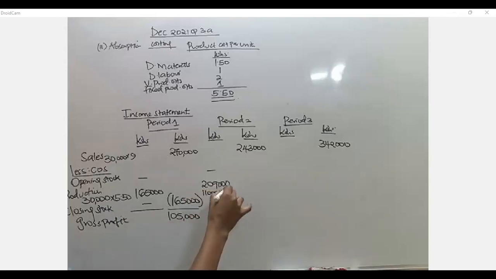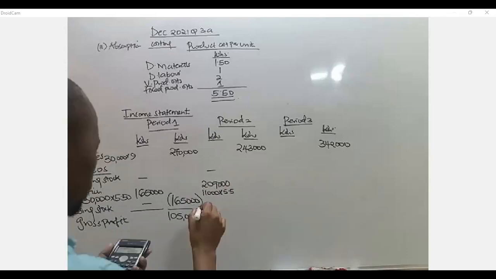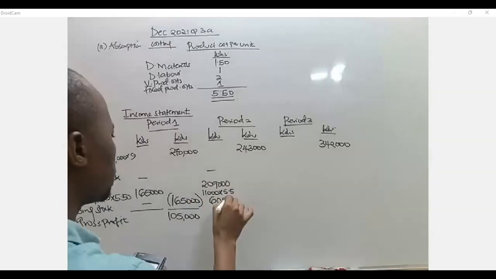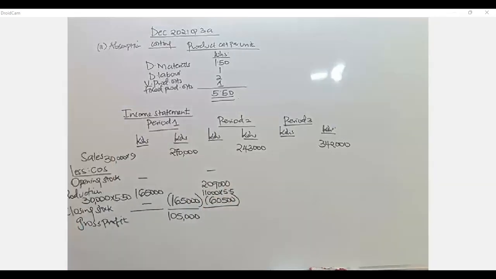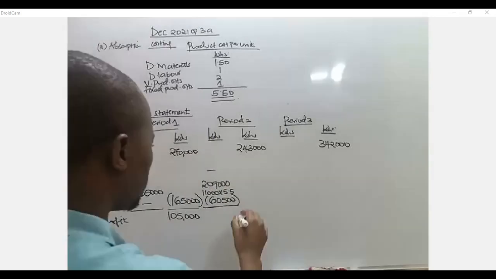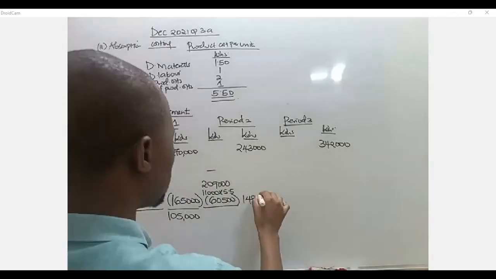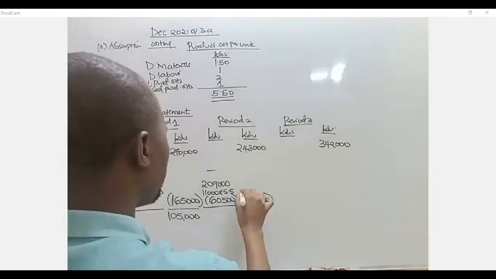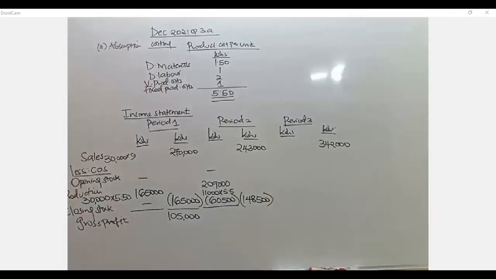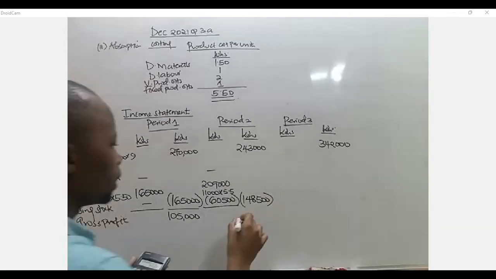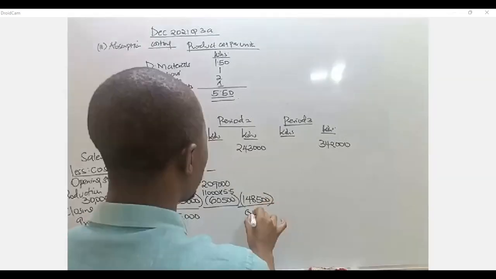In this case, we multiplied by 5.5. So it will be 11,000 times 5.5. This will equate to 60,500. So how much is this? 209,000 minus answer, getting 148,500. So 243,000 minus my answer, I'm getting 94,500.